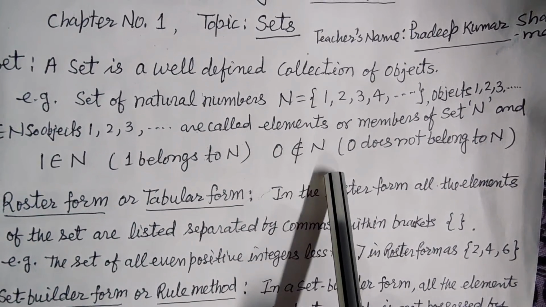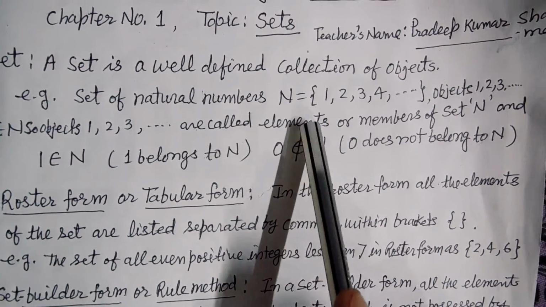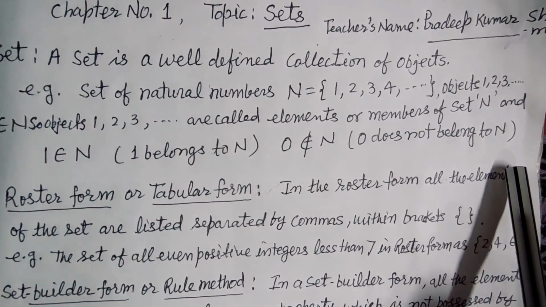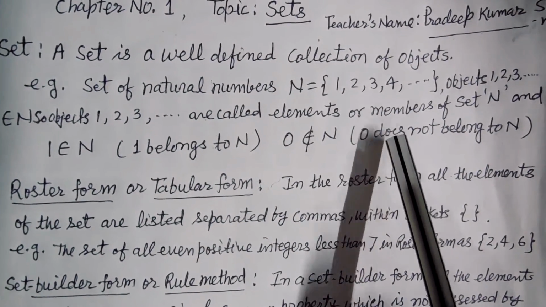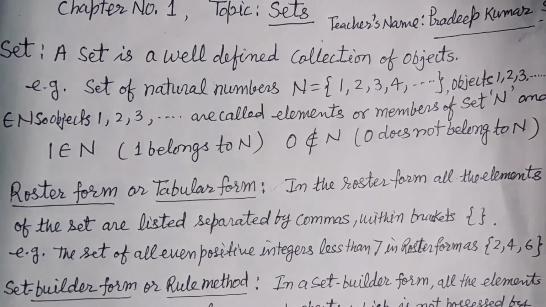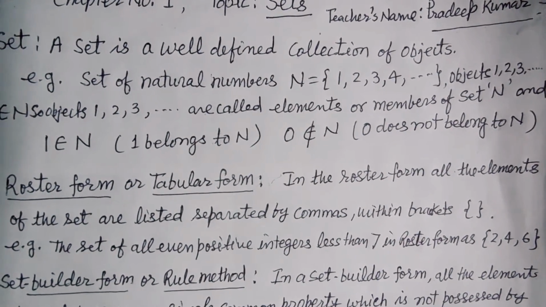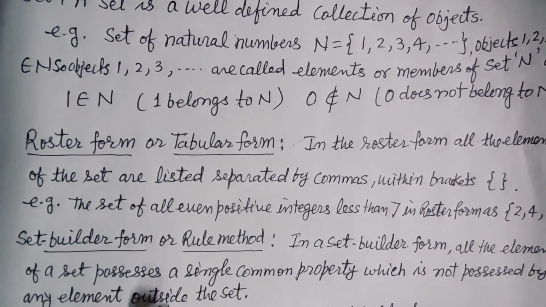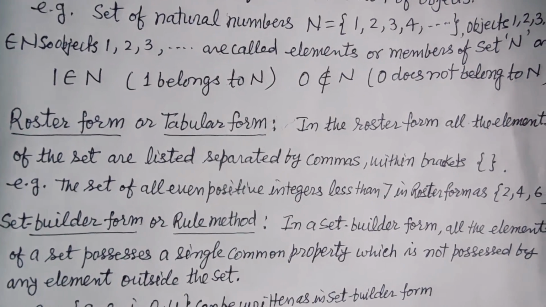0 does not belong to N. So we cut by this line. 0 does not belong to N. 0 is not contained in set N. Not belongs to N, or does not lie in N. Clear?